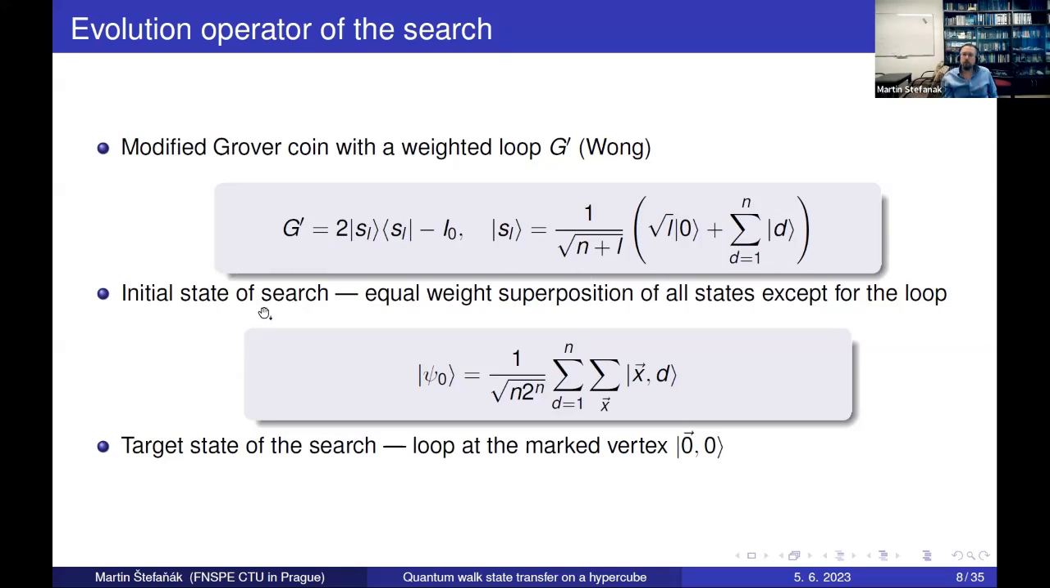Now in the quantum walk search, the initial state of the search algorithm, we always choose in a way that it shows our lack of knowledge of the solution. So we choose the state that is an equal weight superposition of all basis states except for the loop, because that's added on the marked vertex. So we start in such a superposition of all the arcs, so to say, with equal weights. Now the target state of the search, as we will show in a few minutes, is that over time the probability amplitude of the wave function will build up on the loop on the marked vertex. So this is another state that we will use in this approximate invariant subspace.